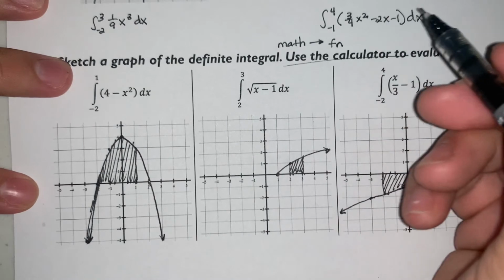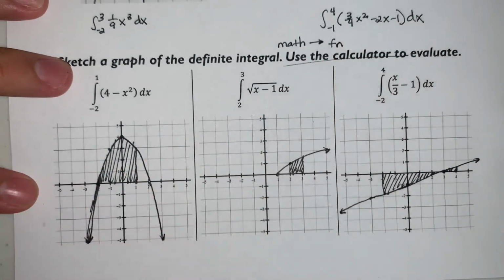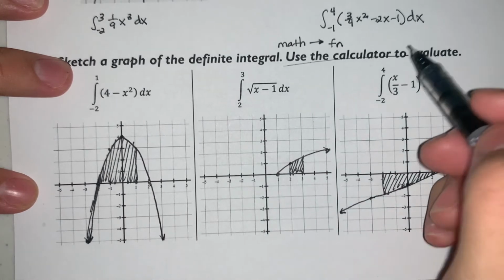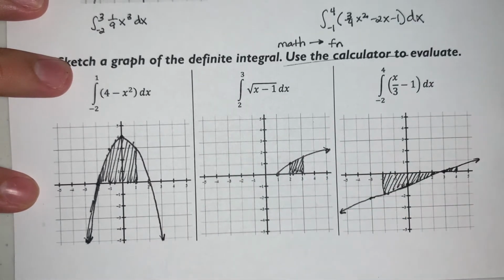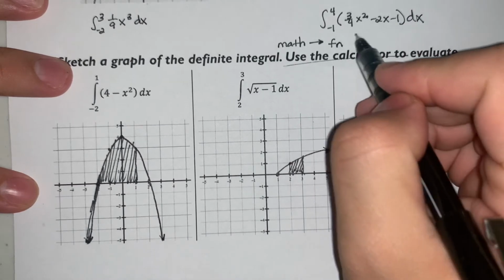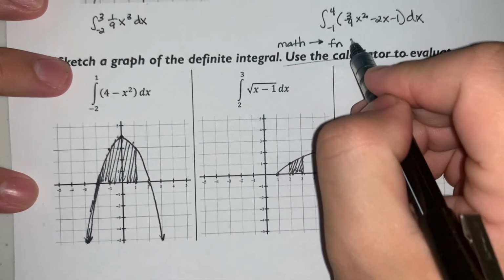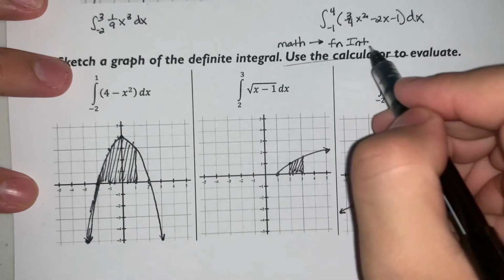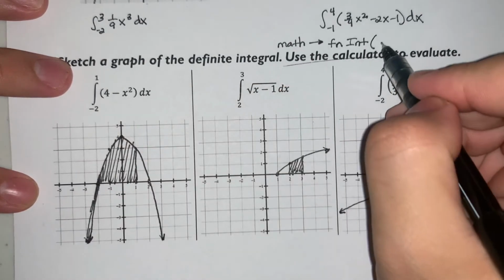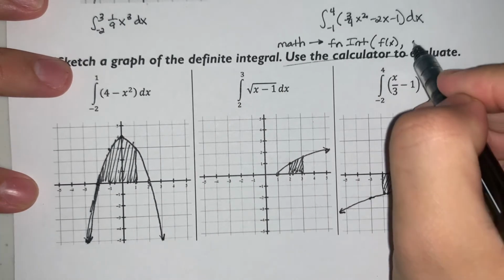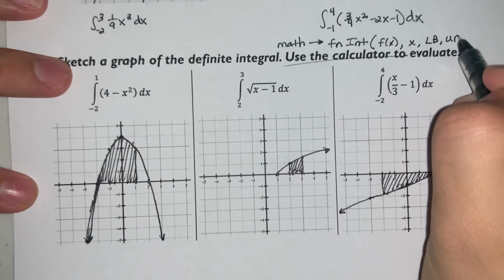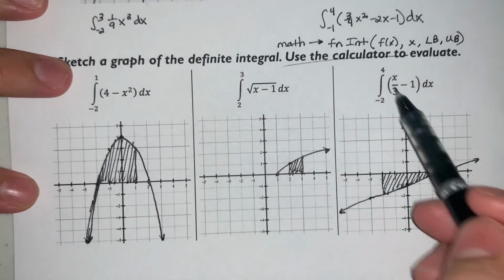I'm going to see if I can maybe pause the video for a second, and then transition to me giving you the answers after plugging it into the computer. But you're going to look for the function fnInt, which is basically the integration function, and then you're going to put in your function, f of x, with respect to x, and your lower bound and upper bound of your integral.